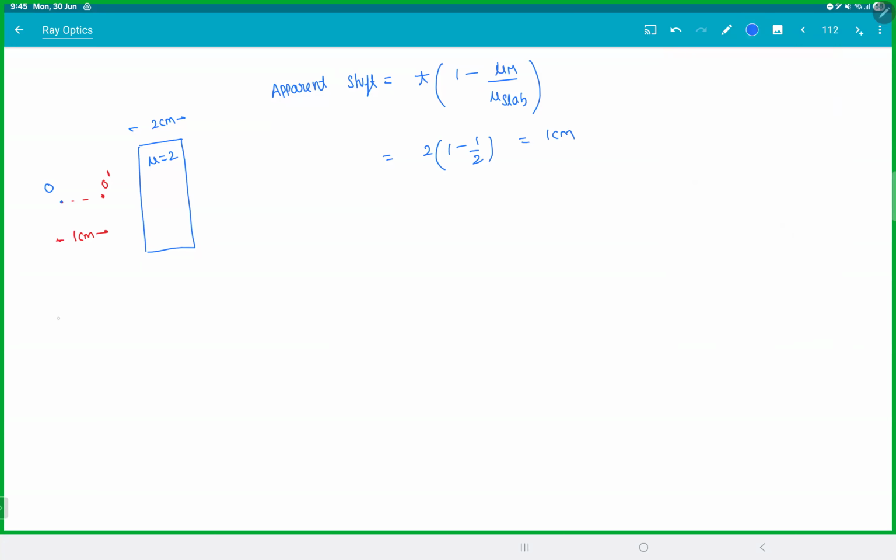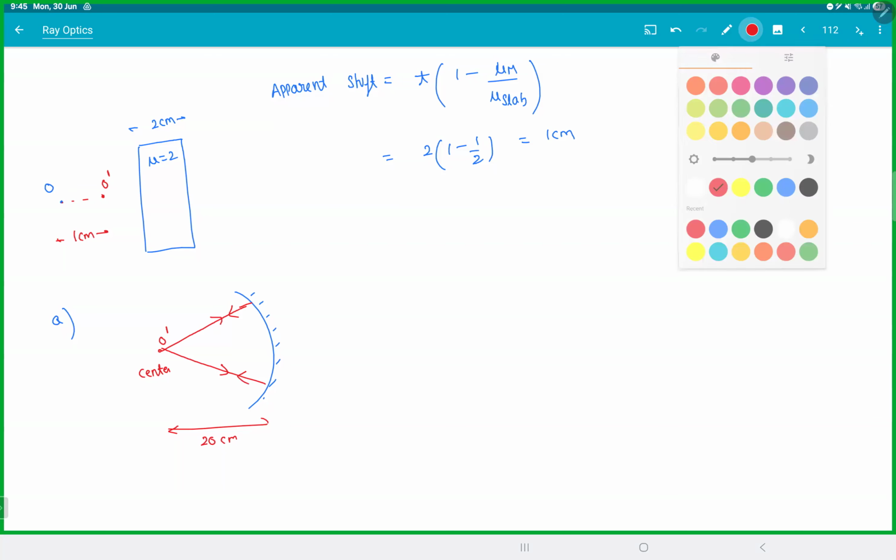Now in the first problem, if you ask the mirror where the object is, it will not say O, it will think O dash is the object. And this distance becomes 20 centimeters, which actually becomes the center. That means the light rays will go here, and will again come back the same way.